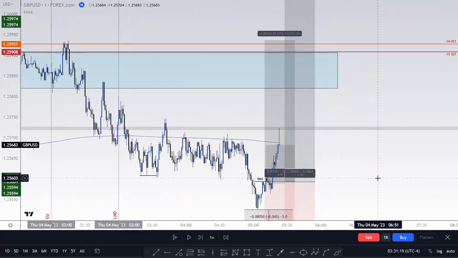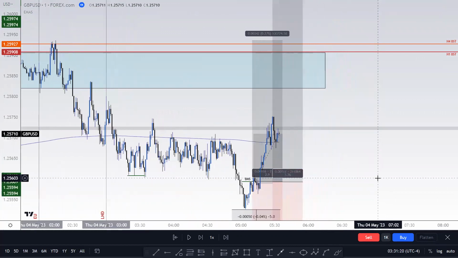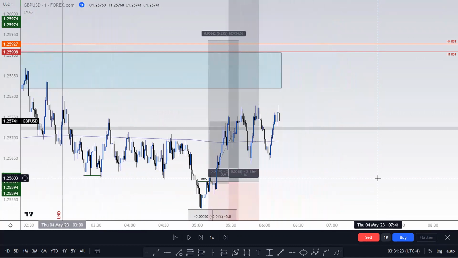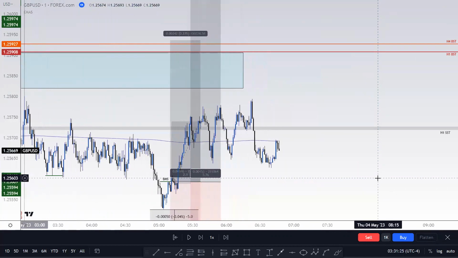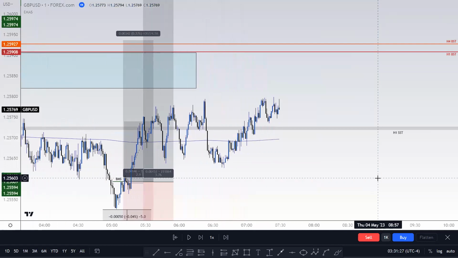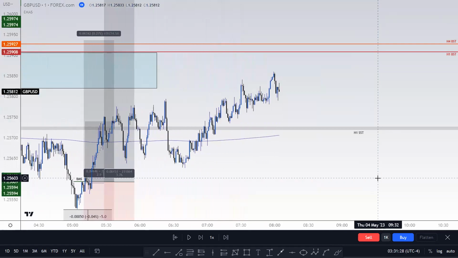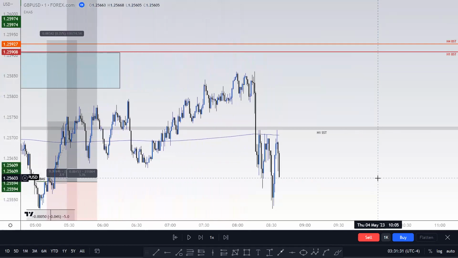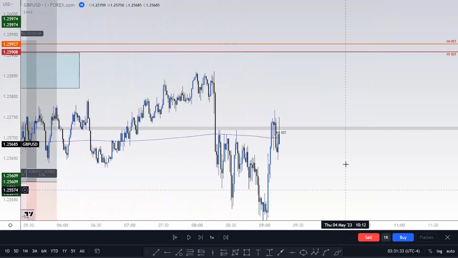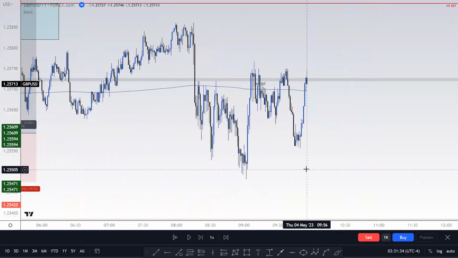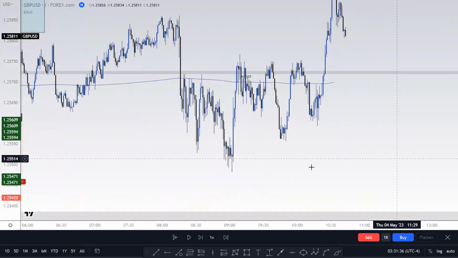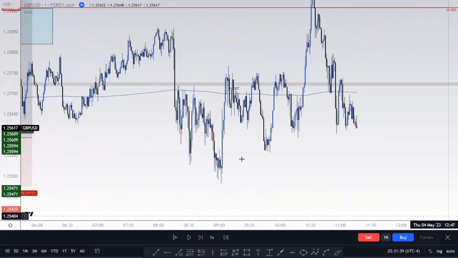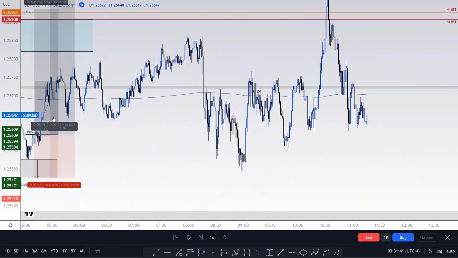Okay. Price traded into the imbalance and then accumulated for a bit before eventually, notice again, I remember this day was very, very volatile. Let's wait for this to slow down a bit. There we go. It's very volatile.